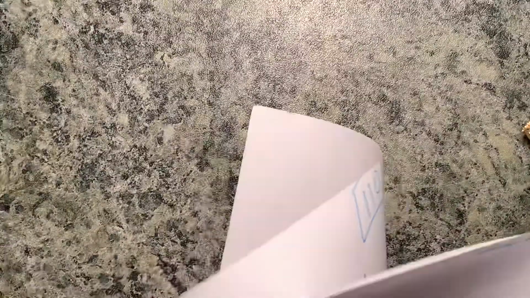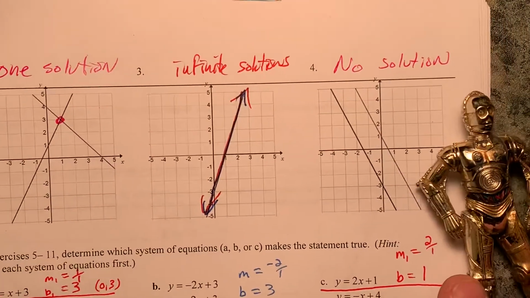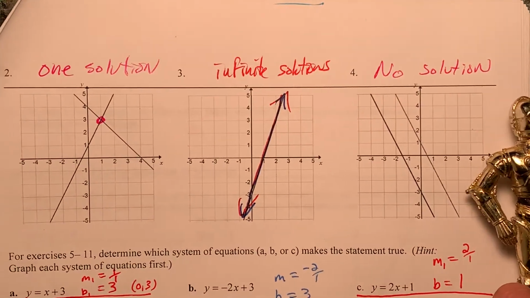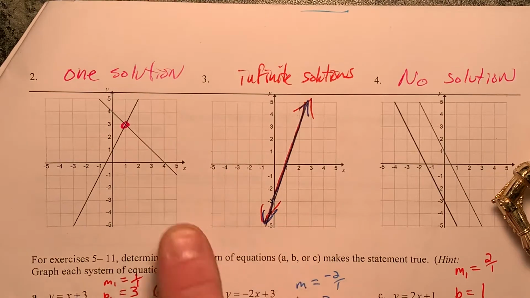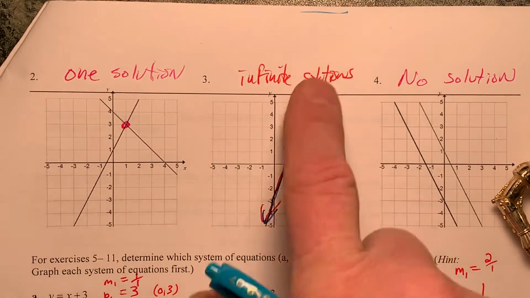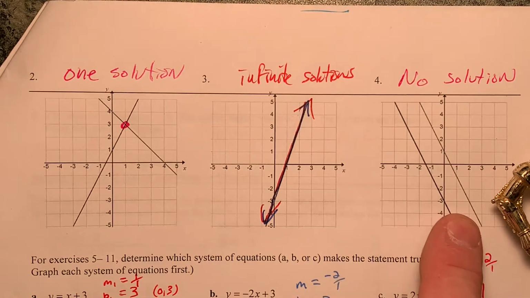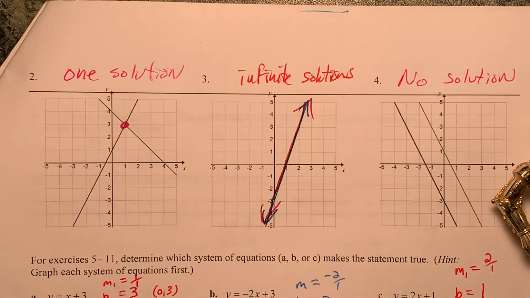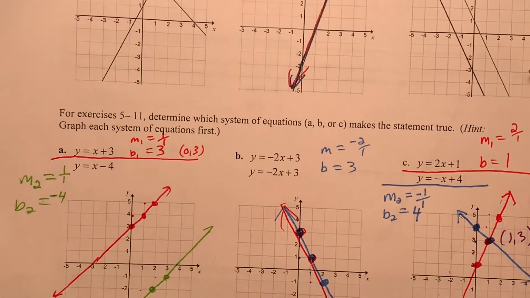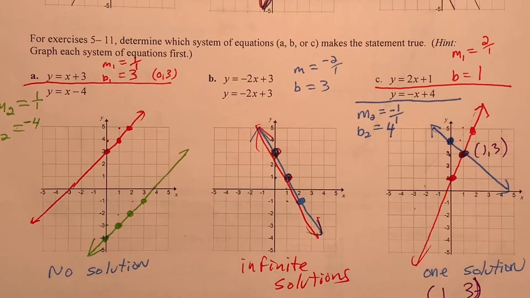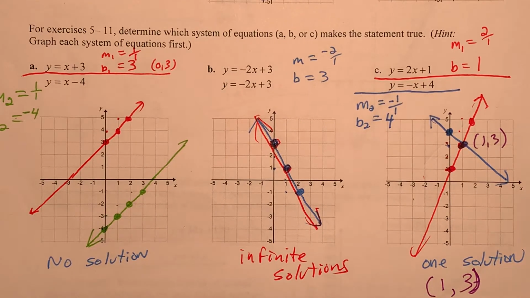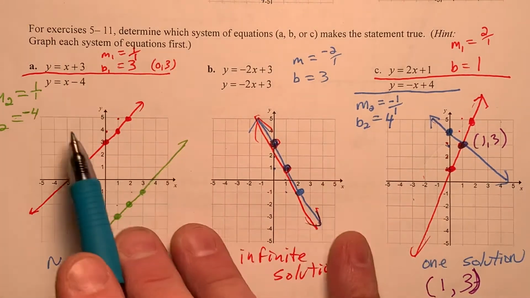So the next page, they wanted you to lay out the scenarios. So scenario 1 is one solution. This is infinite solutions because one line is right on top of another one. And this is no solutions because they're parallel. Then they went one step further and said, what I want you to do now is graph lines. So they want us to graph these lines.